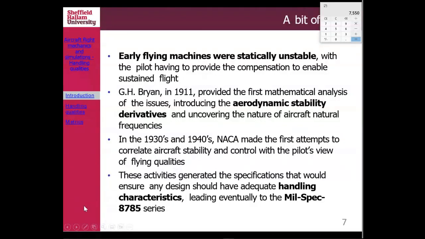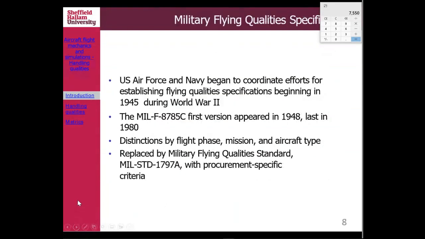Now I'm going to skip this. This is a bit of history. You can come back and read this if you want. I'm going to start with this as the first attempt, let's say, which comes together at the Cooper Harper rating scale, which we're going to talk about and see afterward.